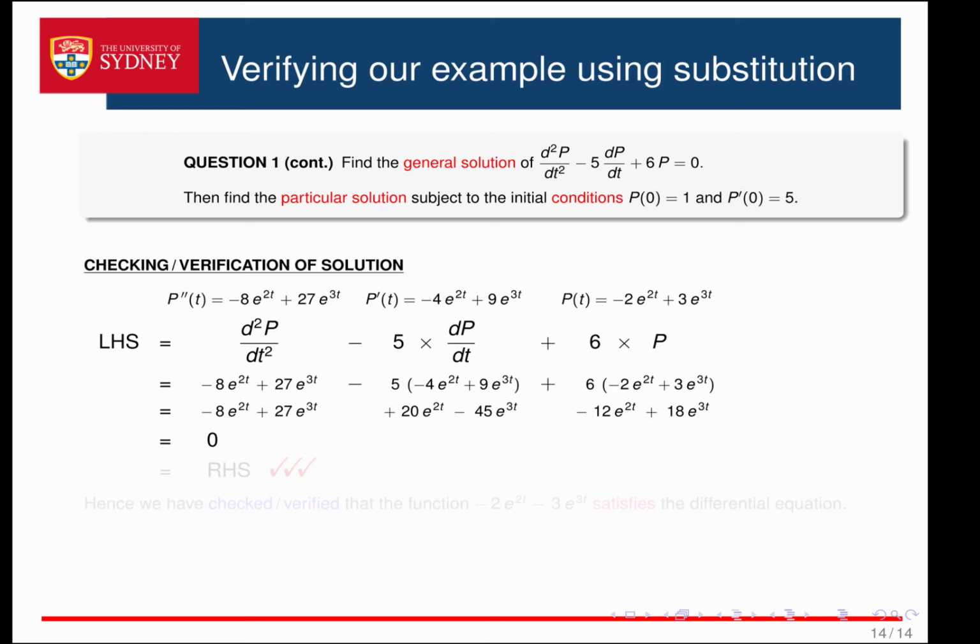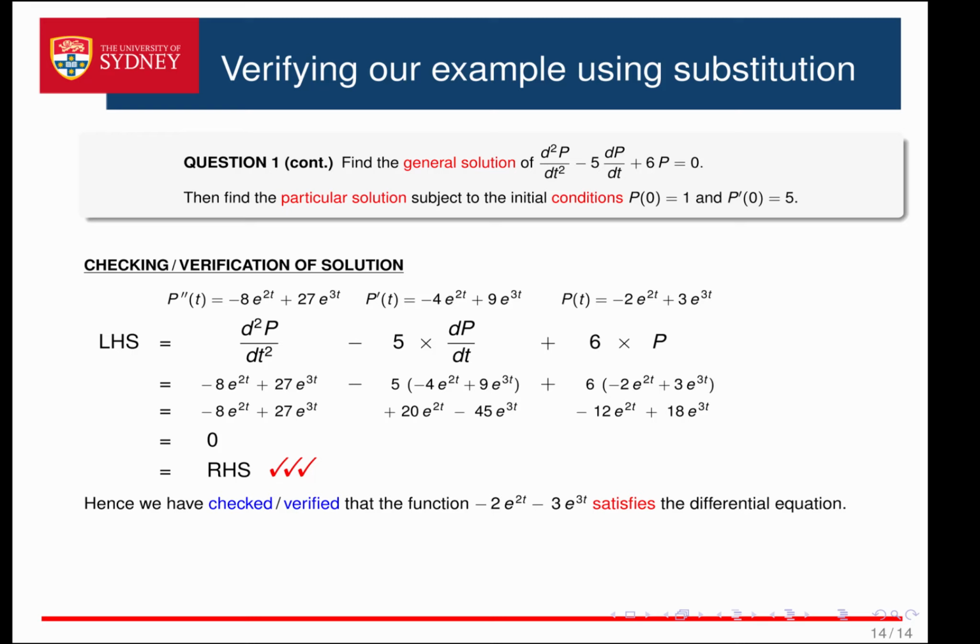Now, all the e to the 2t's cancel, as do all of the e to the 3t's, giving us 0, which is equal to the right-hand side of the dE. This verifies that the function is indeed a solution to the dE. This does not happen for any arbitrary function.